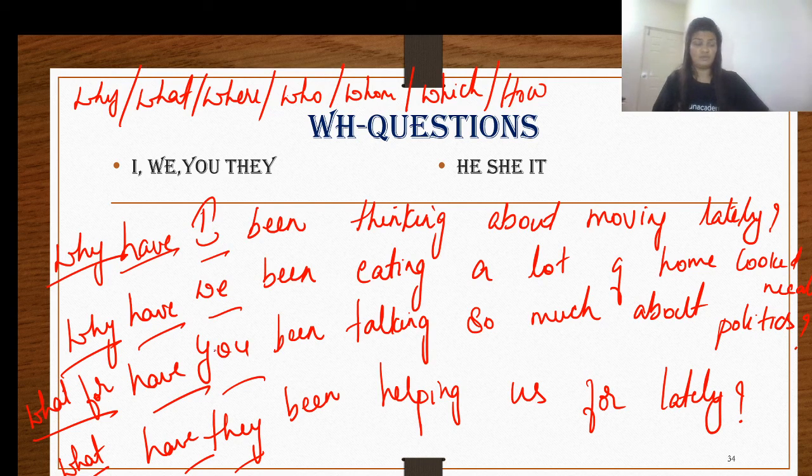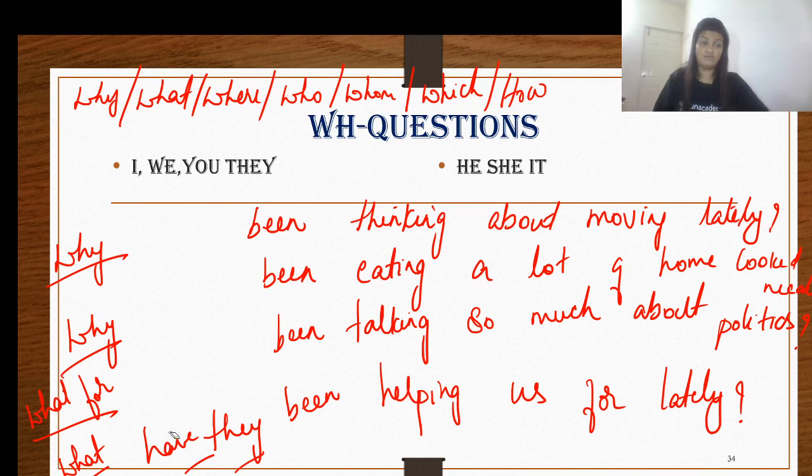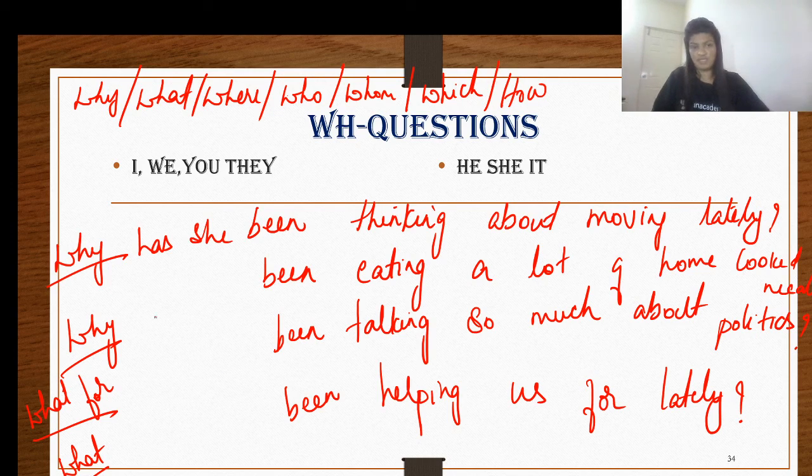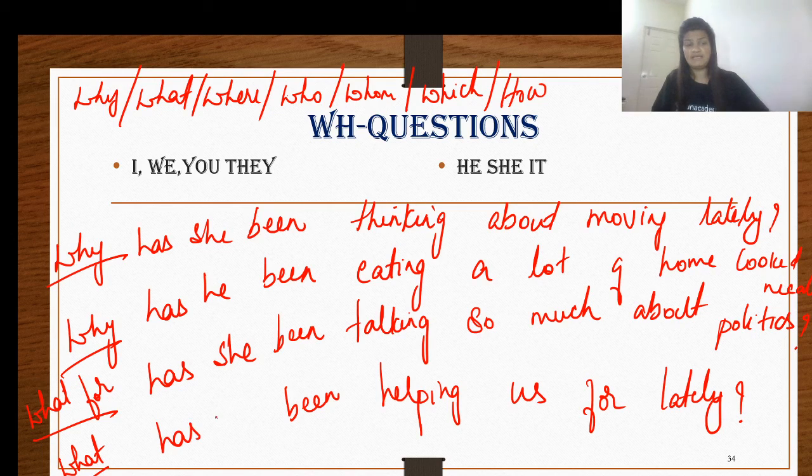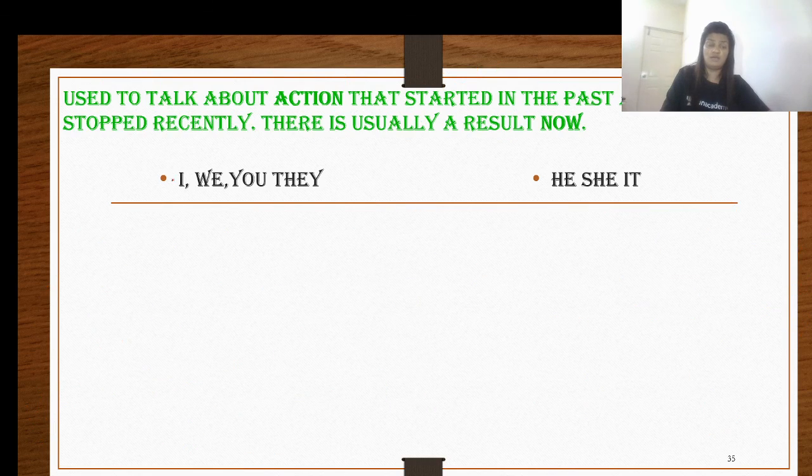That is how you use it with subjects I, we, you, and they, and with third person singular subjects, we use the plus s verb, don't we? That is, why has she been, or why has he been, or what for has she been, or what has it been. The moment you switch the subject, the verb also gets switched to plus S verb. Why has she been talking about moving lately? Why has he been eating a lot of home-cooked meals? What for has she been talking so much about politics? What has it been helping us for lately? So these are our WH questions.